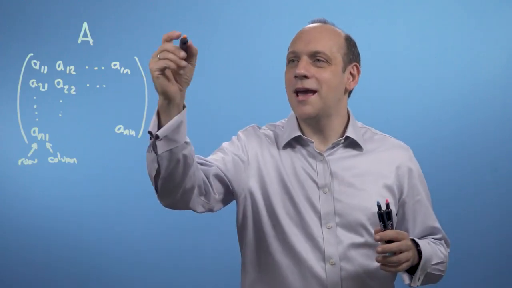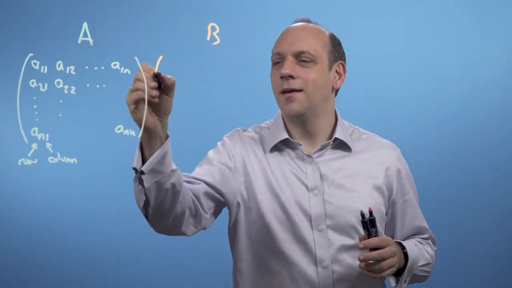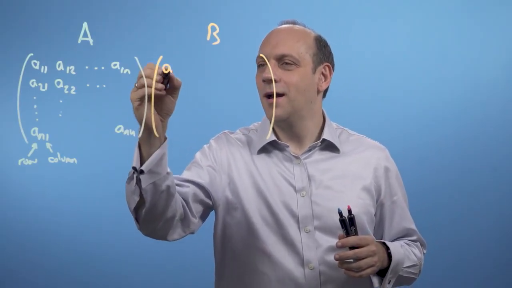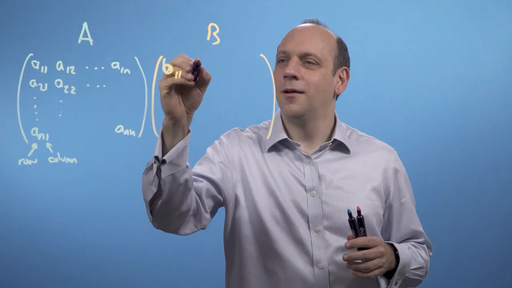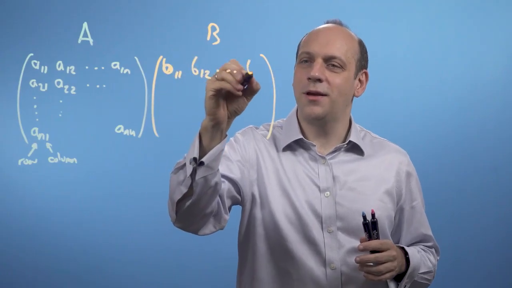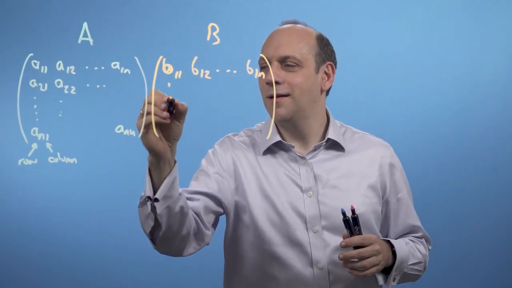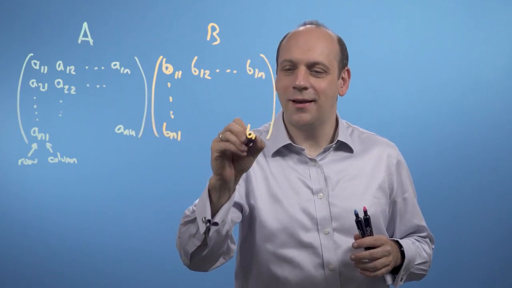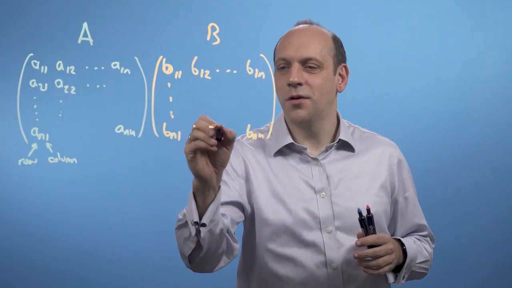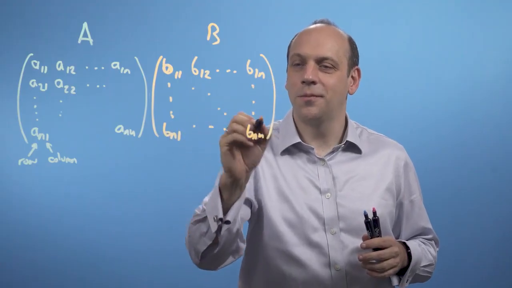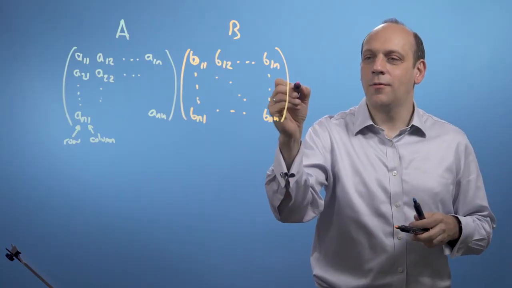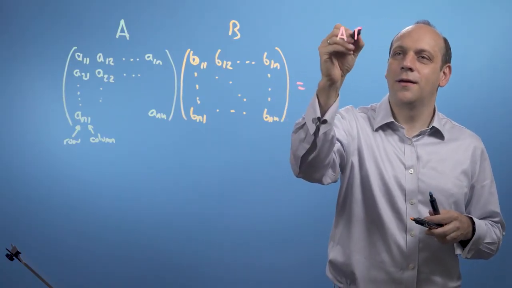Now, if I want to multiply A by another matrix B, and that's also going to be an n by n matrix, it'll have elements B11, B12 across to B1n, and down to Bn1 and across to Bnn. If I multiply this together, I'm going to get another matrix, which I'll call AB.